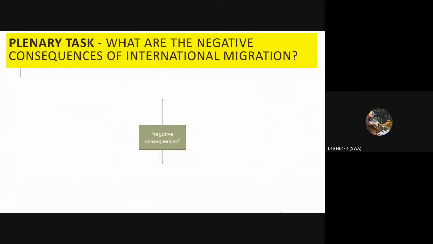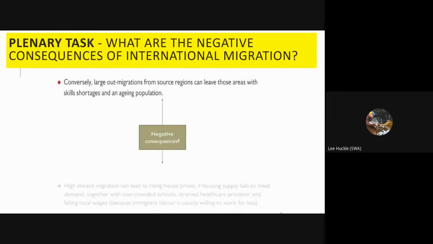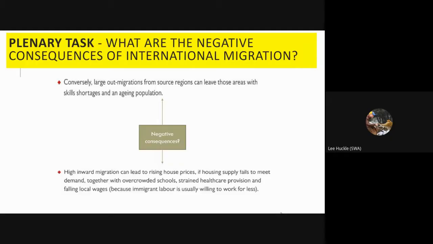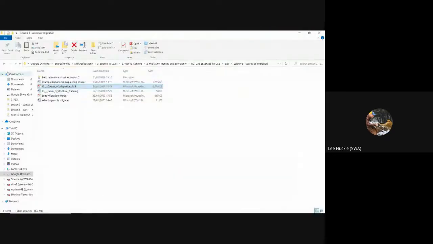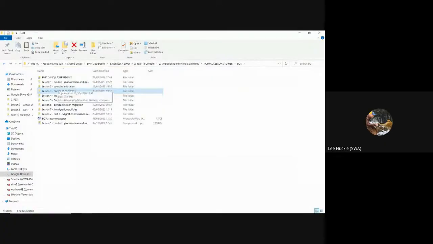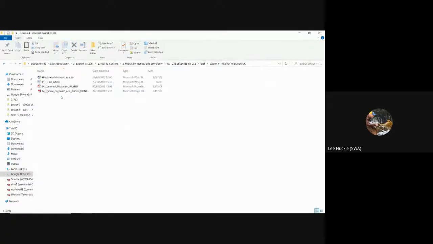And then finally, for lesson three, we looked at two particular negative consequences of international migration, and that led us very nicely into the fourth lesson. So let's delve into the next lesson of EQ1, of migration, identity and sovereignty. And this is looking at internal migration in the UK.